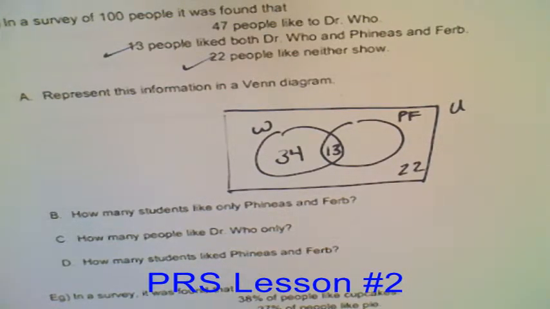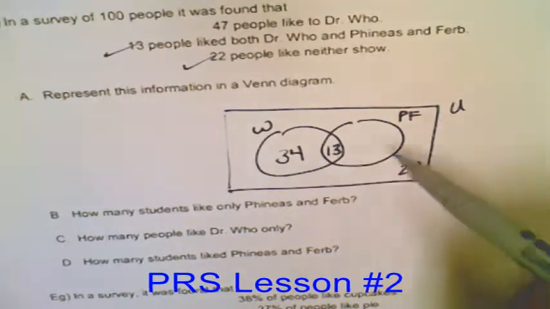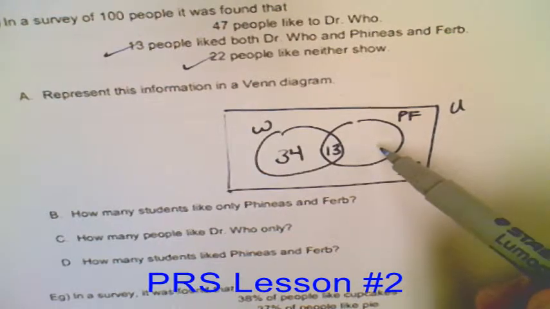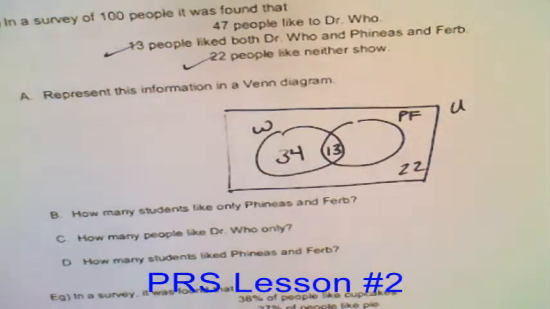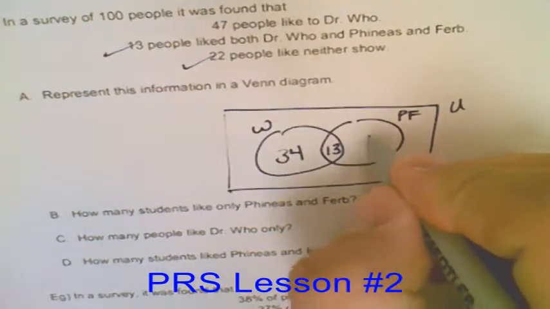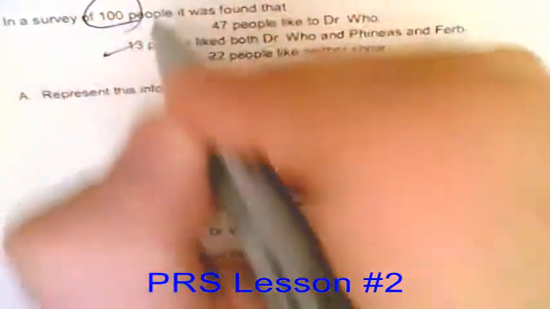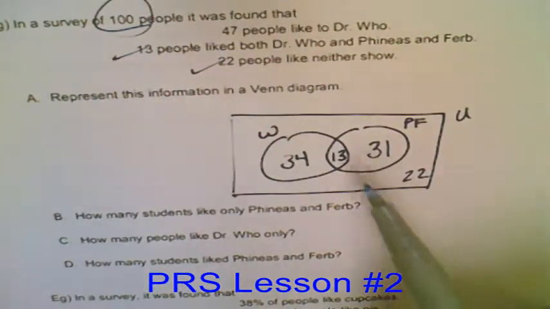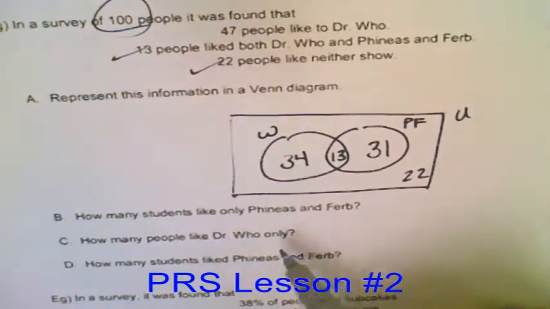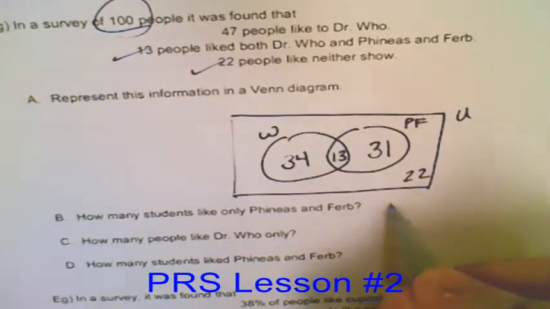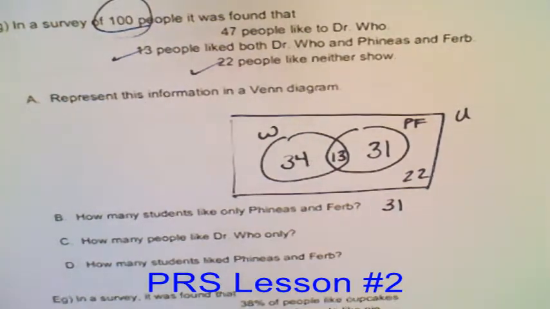Now, 47 liked Doctor Who. Now, this 13 is counted in that 47. It's not Doctor Who only. 47 liked Doctor Who, so 47 includes that 13. So I do 47 minus 13, and that tells me this is 34. So there's 34% that when I asked them, do you like Doctor Who, and do you like Phineas and Ferb, they only said yes to Doctor Who.